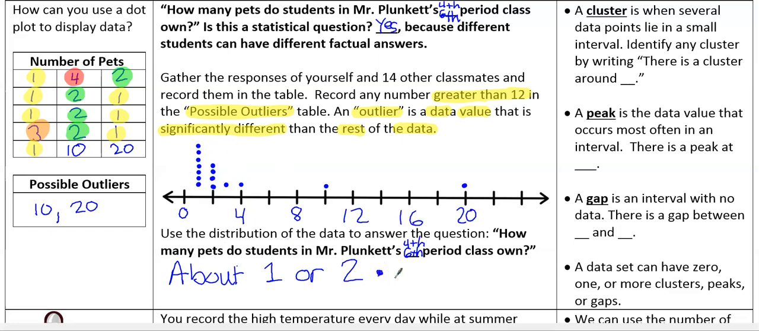Okay, now we have to identify clusters, peaks, and gaps. Okay, what's a cluster? A cluster is when several data points lie in a small interval. Now, you may not know what interval means, but interval means between a group of numbers. So how about from 1 to 4? Do you see between 1 and 4, you have a lot of data centered here? So that's what we call a cluster. And that cluster, you can say it's about 2 in the middle of it. So there's a cluster around 2, and I'm making this 2 a little bit bigger.